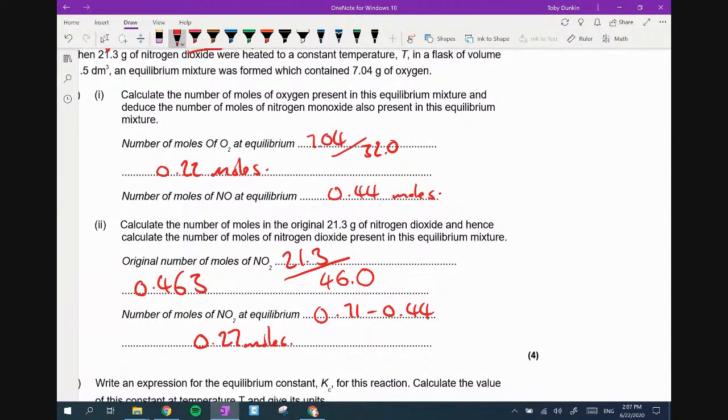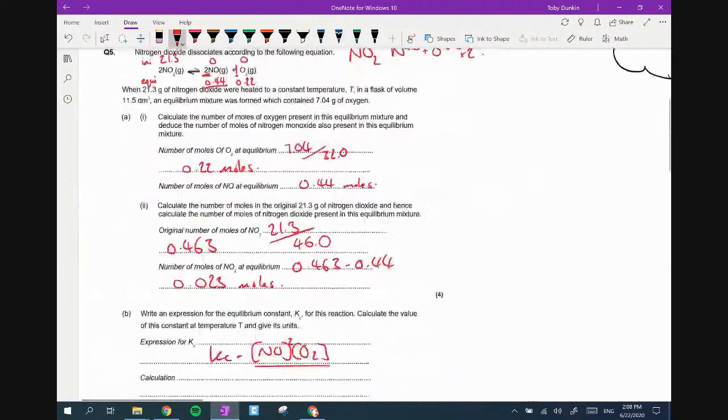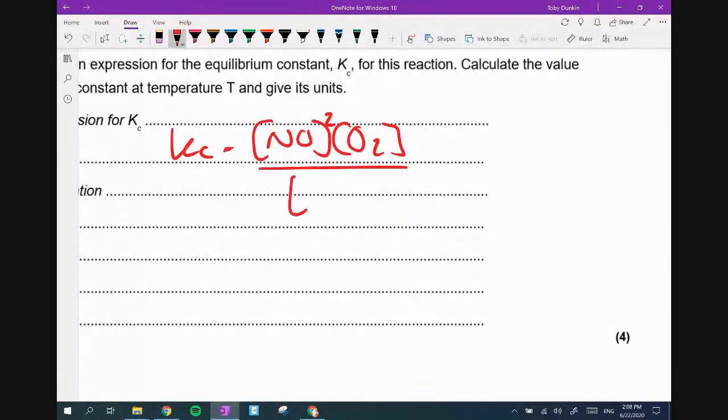0.463. There we go. So then we have moles: 0.463 minus 0.44 gives me 0.023 moles. Then I can create my Kc expression: NO2 to the power of 2, I believe, for that guy, all over NO2 to the power of 2, stoichiometric ratio.